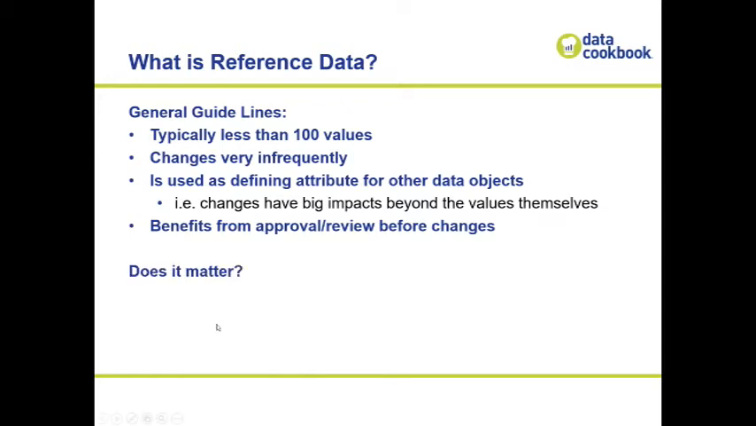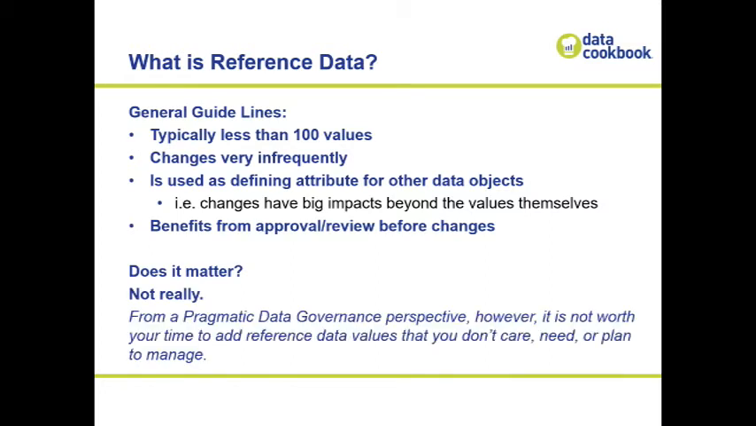So let's take some examples. Does it matter whether the thing that you're deciding to document as reference data is officially reference data or not, right? If you were to go to the data management body of knowledge and ask, is this reference data? It doesn't really matter, in my opinion, whether or not it is. What matters, from a pragmatic data governance perspective, is whether it is worth your time to treat these as reference data values for things that you don't care, need, or plan to manage.